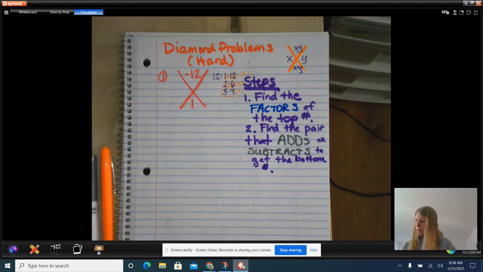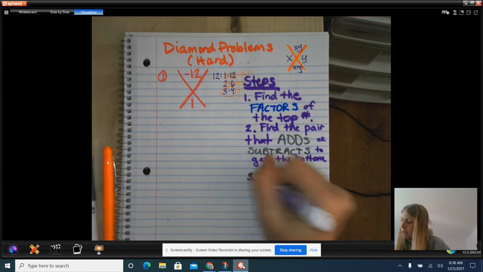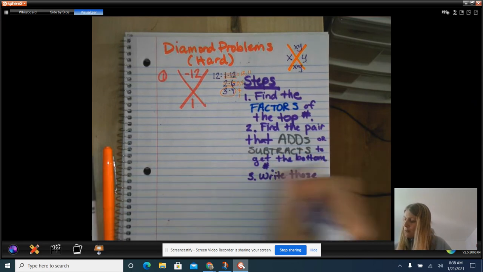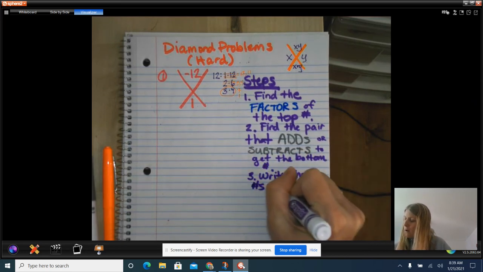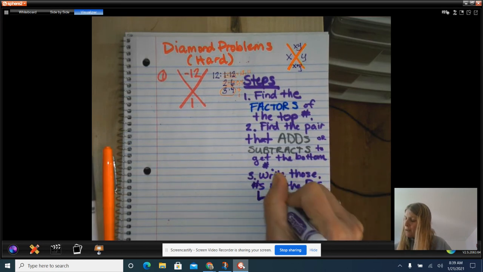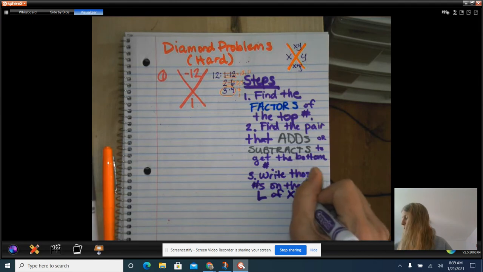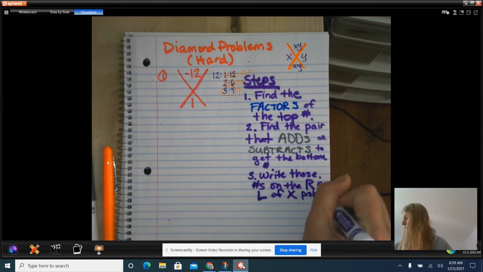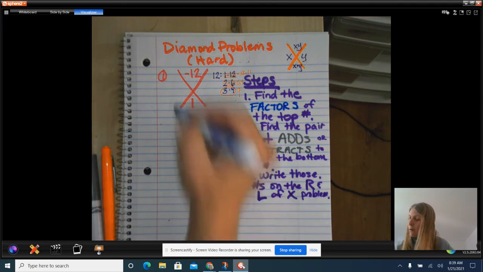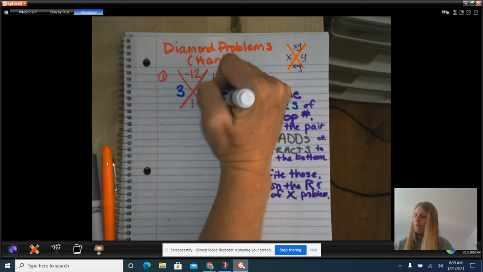So step number 3 is write those numbers on the right and left of your diamond problem. Write those numbers on the right and the left. It doesn't matter which way you put them. So it doesn't matter which one's on the right or the left. So I'm going to go ahead and just put a 3 and a 4.